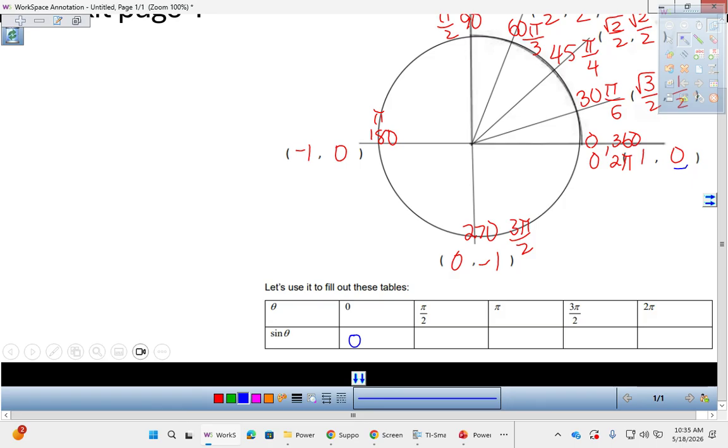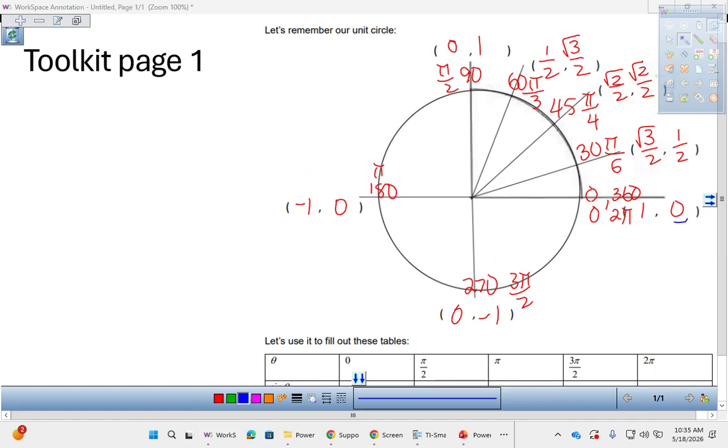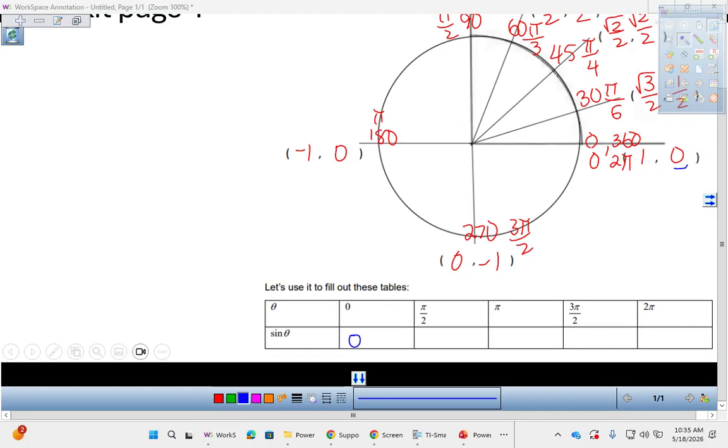The next angle I have is pi over 2, which is 90 degrees. So if I go up to my 90 degree coordinate, and I'm looking to do the sine, sine is y, so the sine of pi over 2 is the y value at pi over 2, which is 1. Everybody see how I'm getting these values so far? So if I was doing the sine of pi, what would I write? What's the y value at the angle pi? 0.